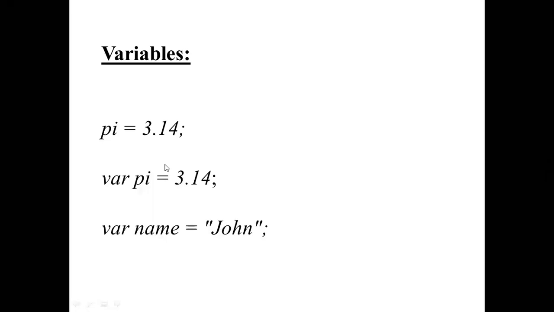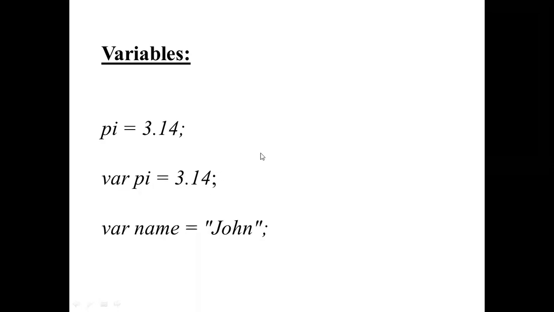Why? Because JavaScript is a dynamically typed language. That means the type of a variable is dynamically decided at runtime based on the value assigned. Remember the point: there is no need to declare the data type of a variable in JavaScript. Suppose you assign the value 3.14, then the data type of pi is number. If you assign the value John to the variable name, then the data type is string.